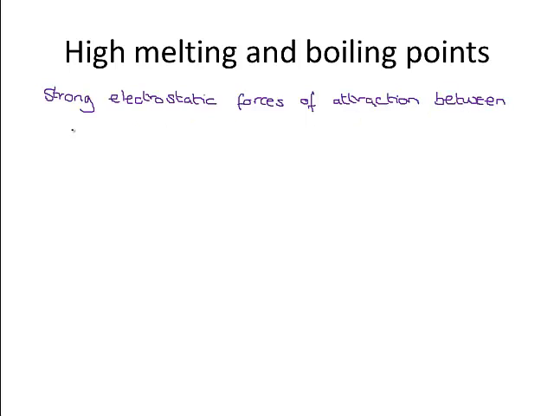So all ionic compounds have a high melting and boiling point, and you need to be able to explain the reason behind that. And this reason is that there are strong electrostatic forces of attraction between the positive and negative ions.